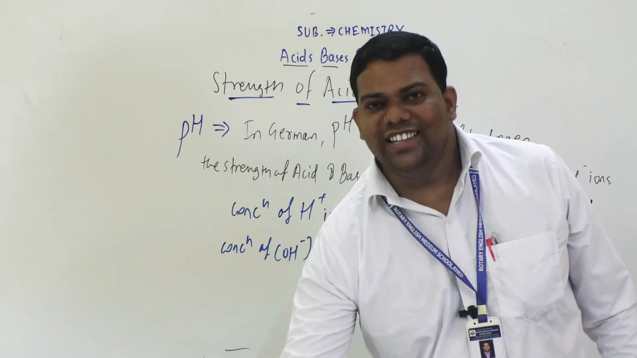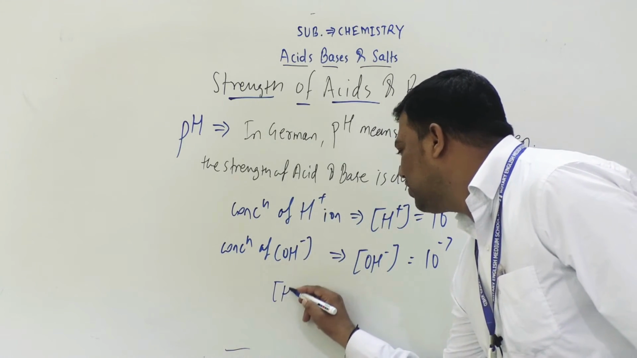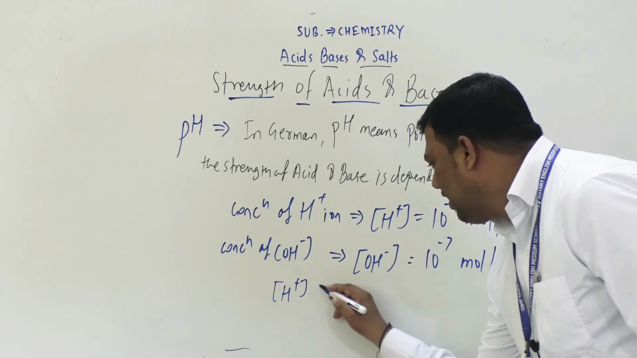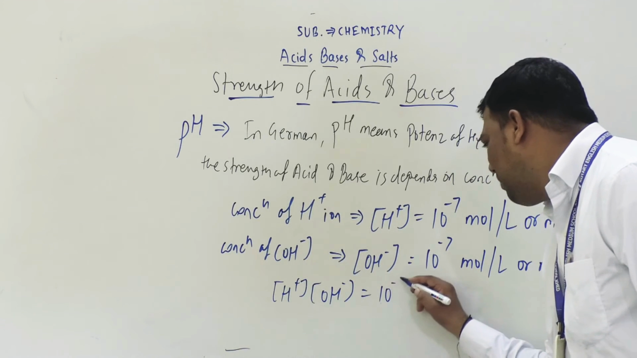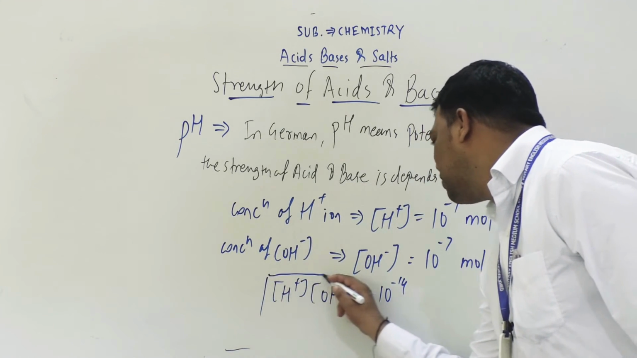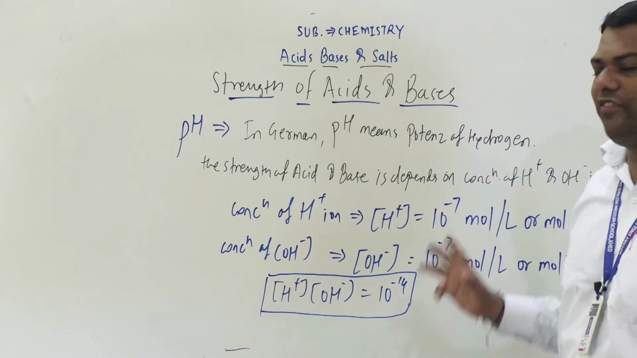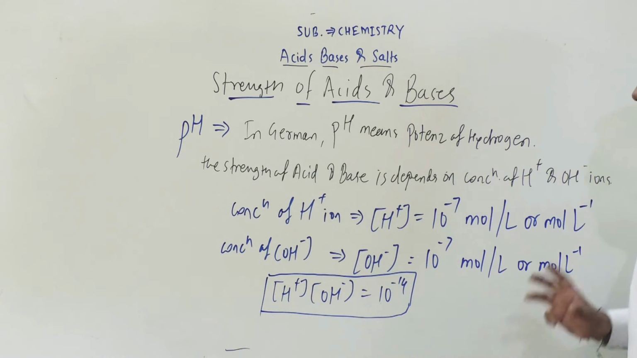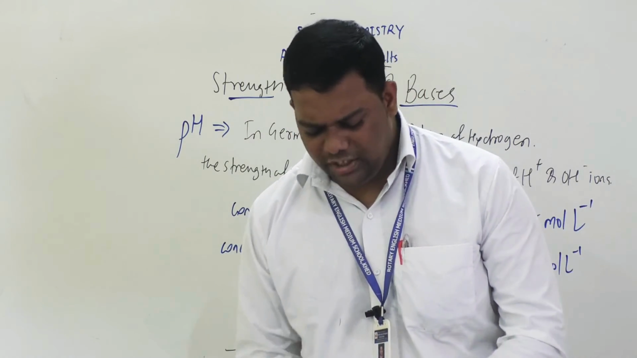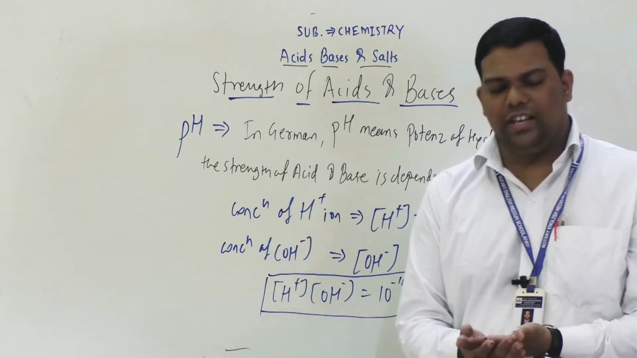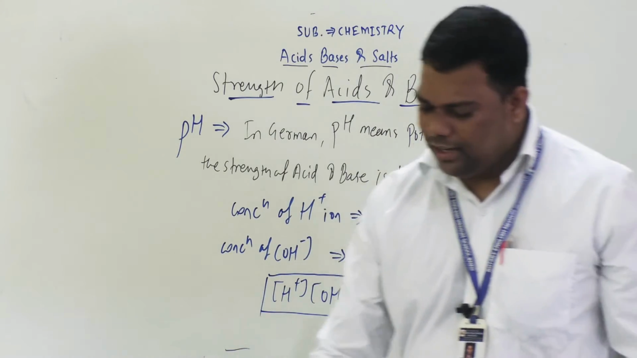Together we can write the concentration of H plus times the concentration of OH minus is 10 raised to minus 14. Keep this in mind, this strength of acids and bases is very important. It also varies with temperature, meaning pH decreases with increasing temperature.